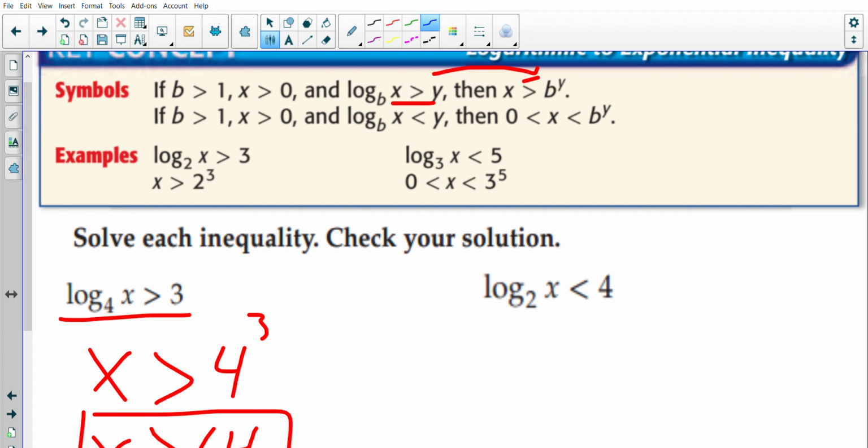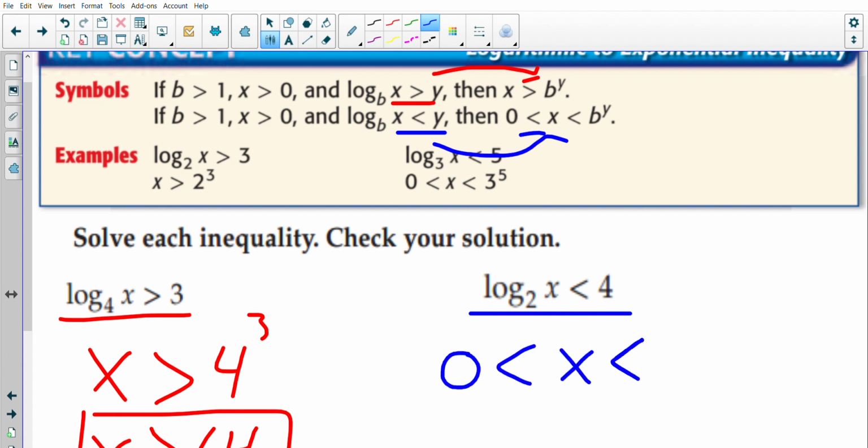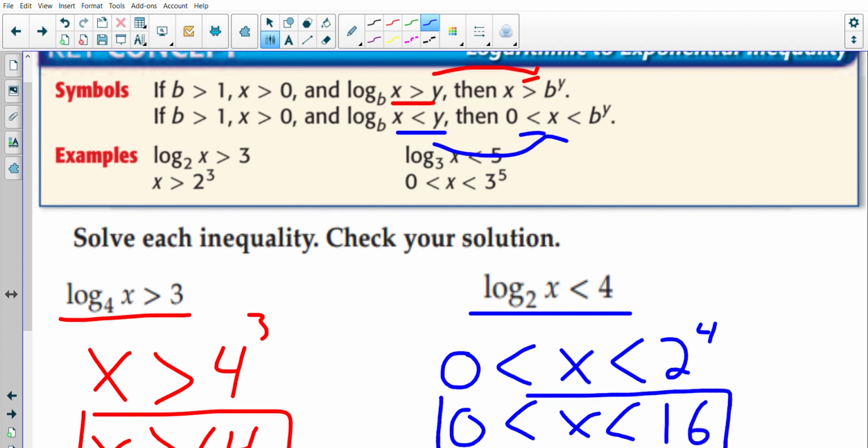So now log base 2 of x is less than 4. So now I'm working with a less than symbol. That means I'm going to write it like this: 0 is less than x, which is less than 2 to the fourth. And now I just simplify, and I get 0 is less than x, which is less than 16. And there we go.